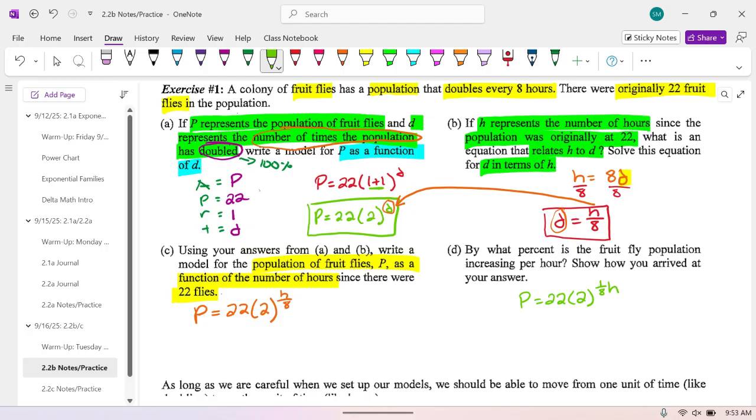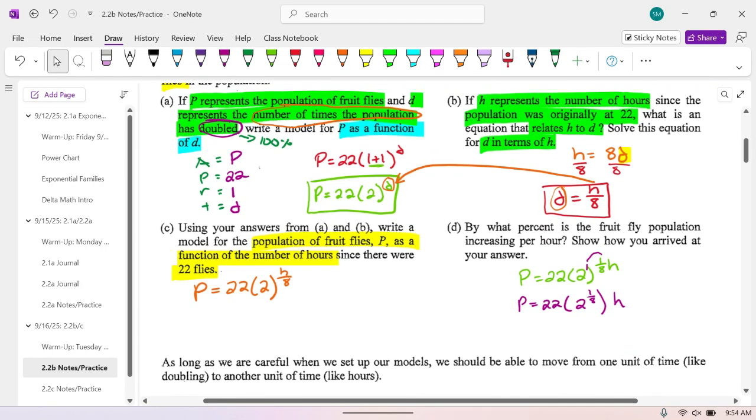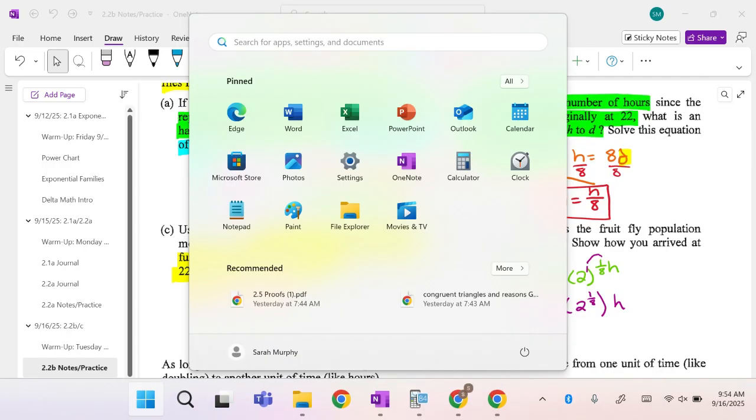So what we're saying is that in 1/8 of an hour, that's our function. Now, through exponent rules, you can multiply this 1/8, or raise this 2 to the 1/8 power. If this 2 has an exponent of 1, you can multiply the 1/8 and the 1 together. So this is the same thing as P equals 22 times 2 raised to the 1/8 power H. Now simplify that. In your calculator, put in 2 raised to the 1/8 power and see what you get. 1.1 if you round it up.